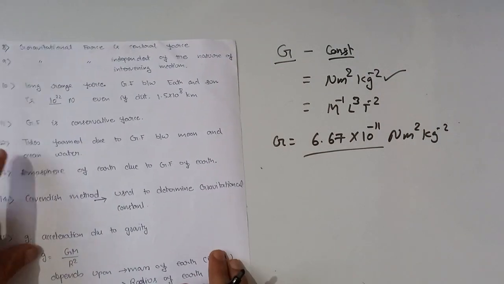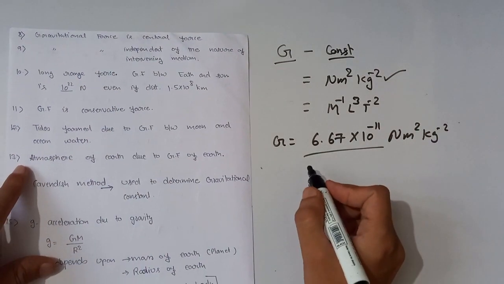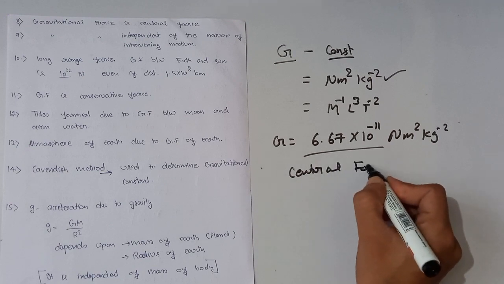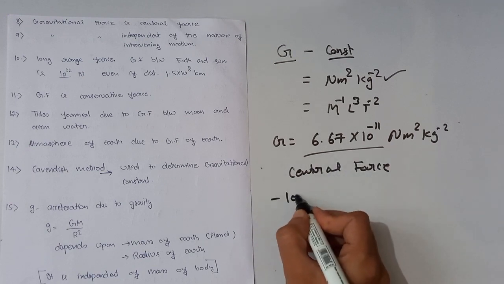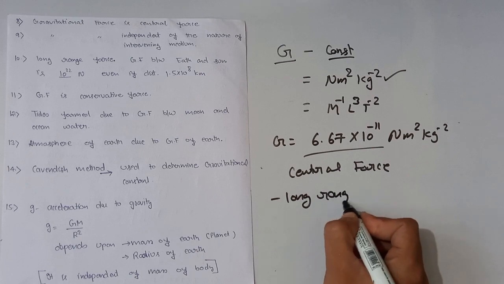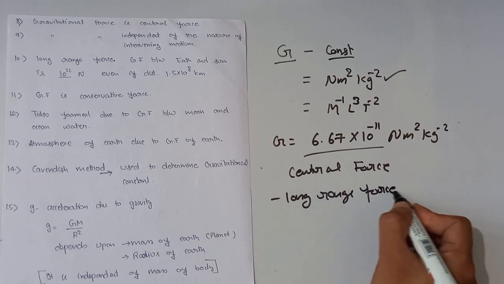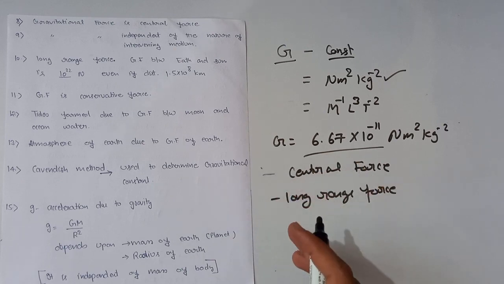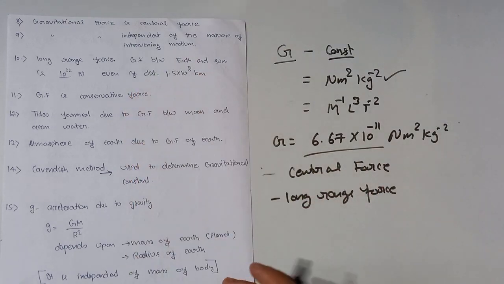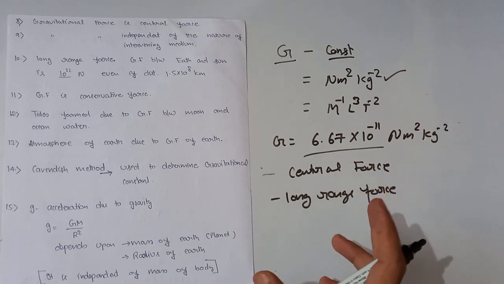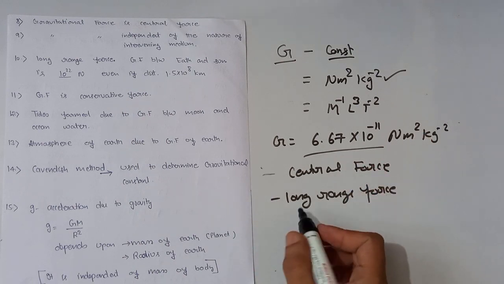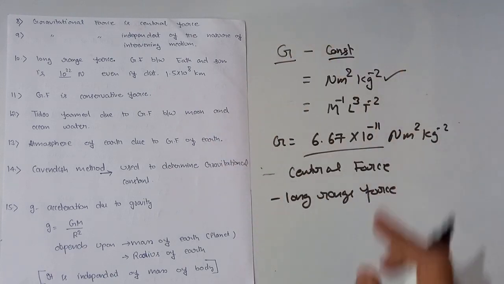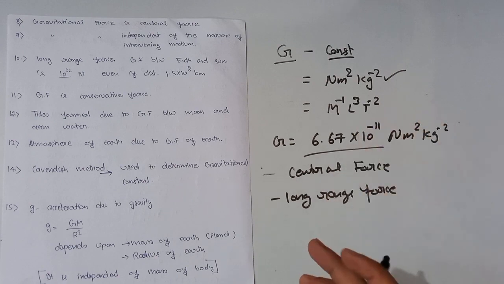Our next key point is gravitational force. Gravitational force is a central force. It is a long range force, and gravitational force is independent of the nature of the intervening medium. It does not depend upon the medium. Okay, and the value of the gravitational constant does not depend upon the mass of the object.